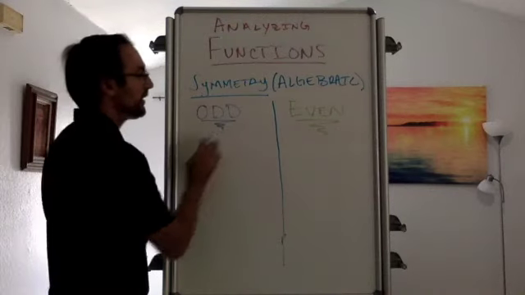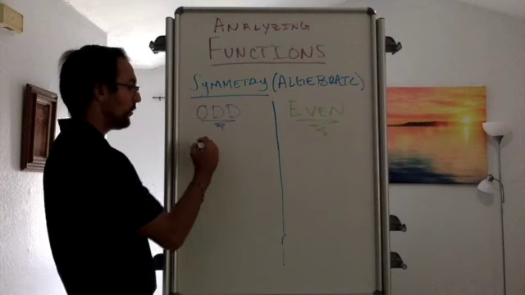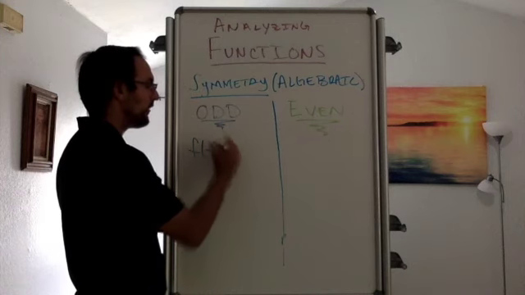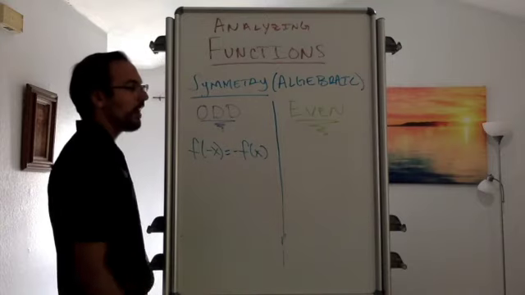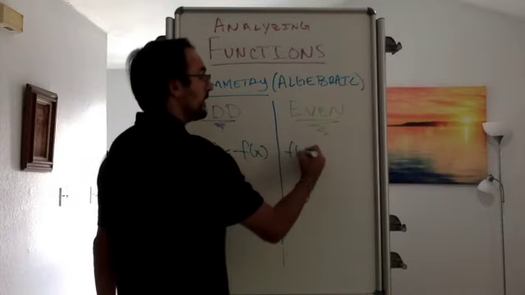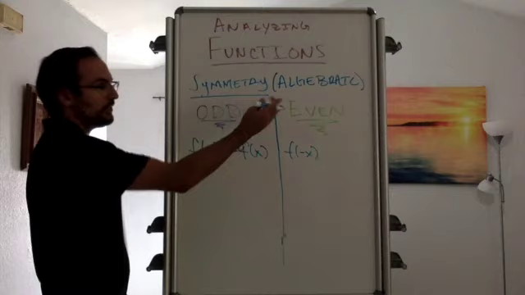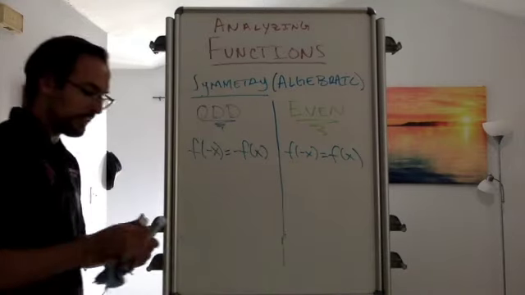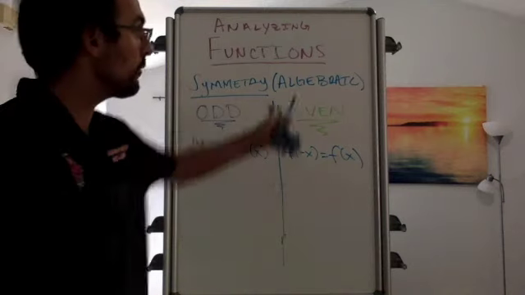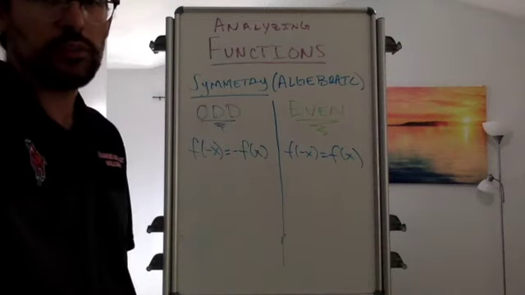So algebraically, odd functions follow this equation. If I plug in negative x and get a negative f of x, then my function is odd. If I plug in the same value, negative x, into an even function, and I get a positive f of x, then my function is even, and it will be symmetrical with respect to the y-axis.